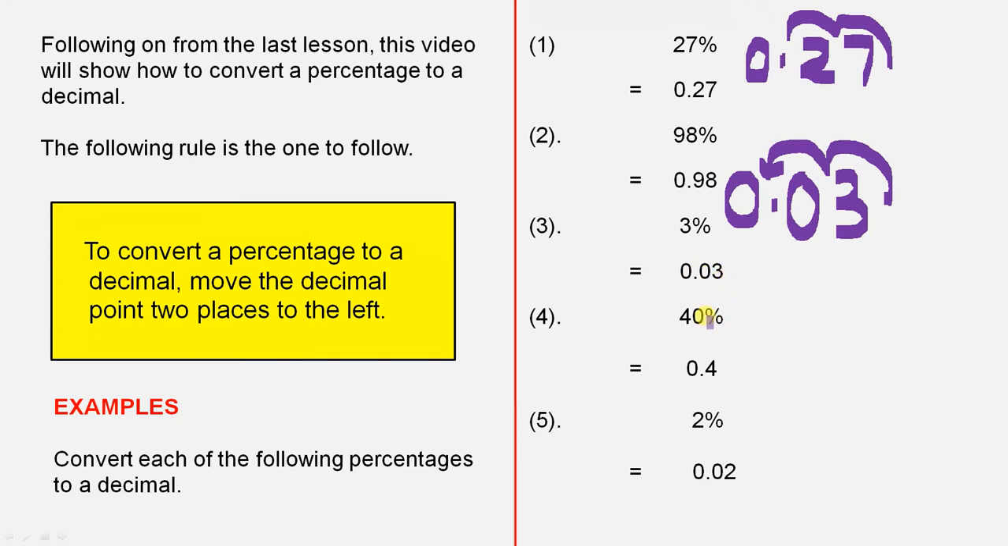40%, you move it from here 2 places, and that's the answer, 0.4. And 2%, exactly the same. You move it 1, 2. So there's the decimal point initially, 1, 2. So you always, in that particular case, when you have a single digit as a percentage, you insert a 0, and that enables you to move the decimal point the 2 places to the left.